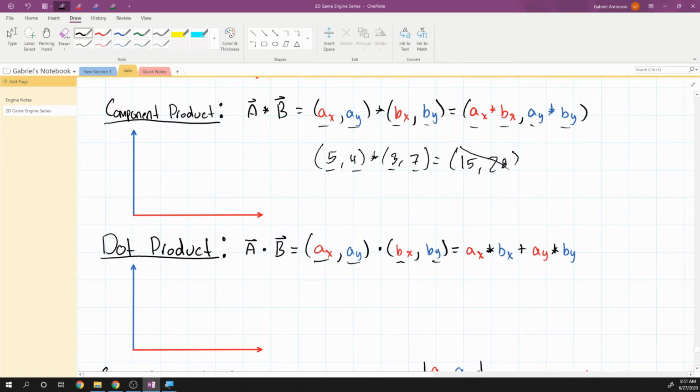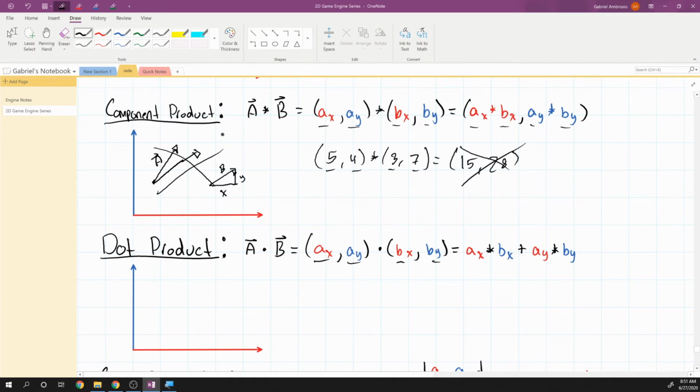But it's not useful to us anyway. If you were to think about this graphically, what does this mean? If you have vector A and you want to component product with vector B, what this means is you're scaling it this much x and you're scaling it this much y. So then you would end up getting something like this, which just doesn't make sense, right? There's no way that this helps us when we're doing our math.